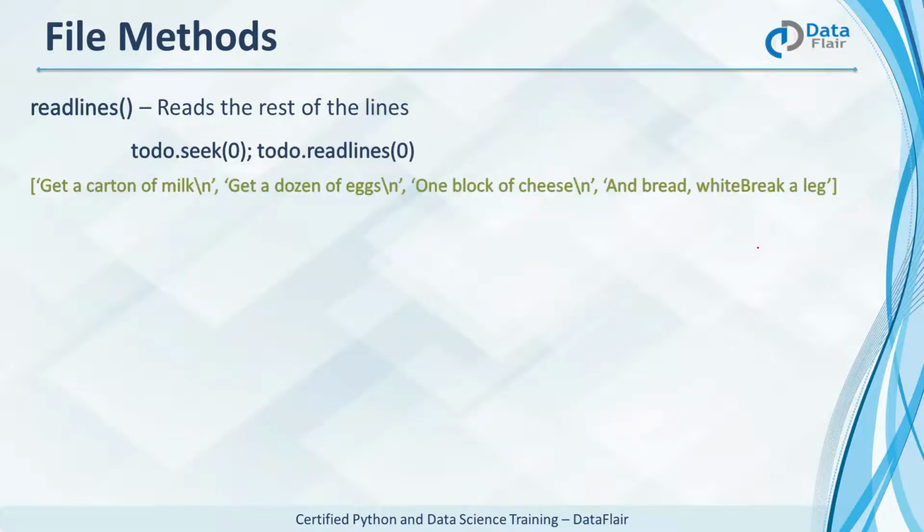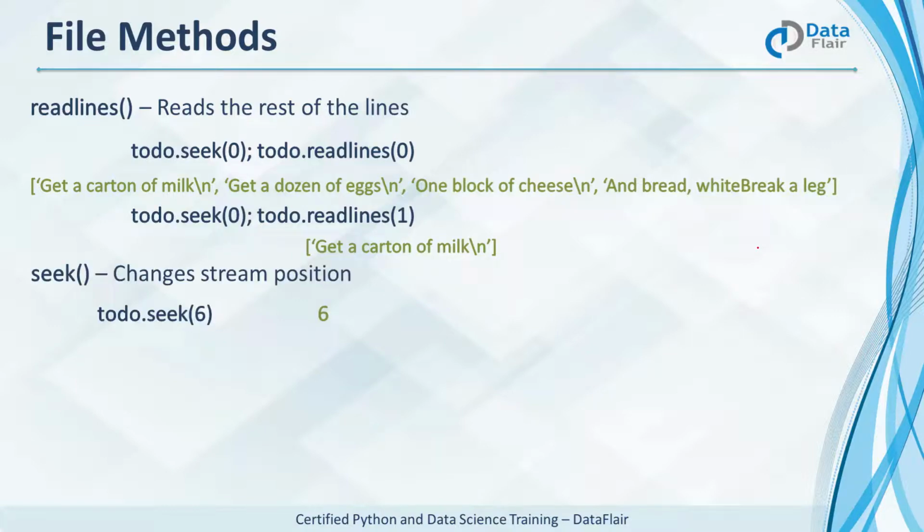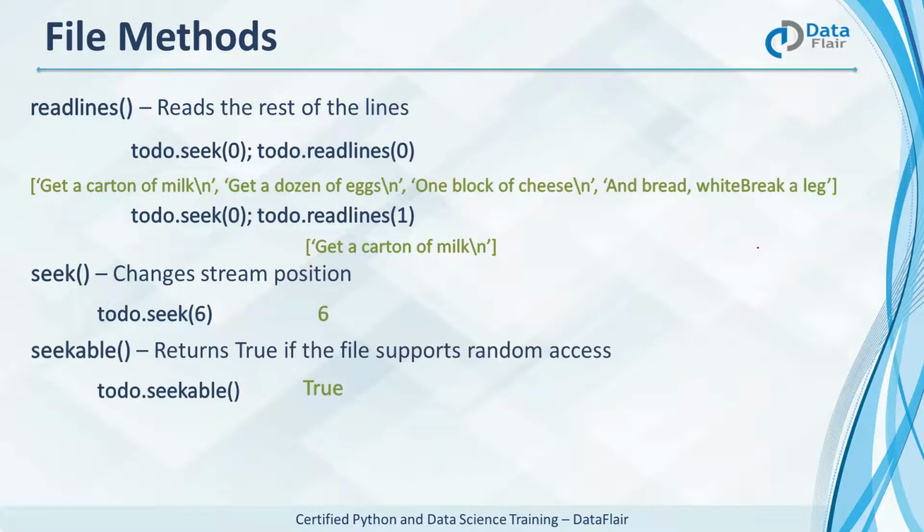Readlines reads the rest of the lines in the file. Readlines of 0 reads everything. Let's seek the beginning of the file again and read just one line. Seek takes us to somewhere in the stream. Seekable tells us whether this is possible, whether the file supports random access. And tell lets us know where we are currently in the stream.